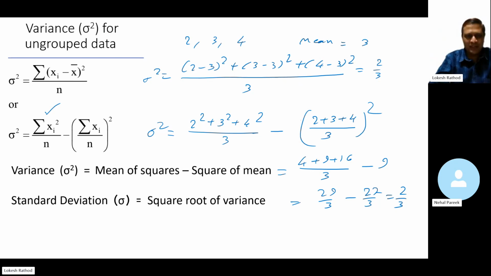Formula of finding variance: sigma square equals sigma (xi minus x bar) whole square over n, or sigma xi square over n minus (sigma xi over n) whole square. You remember, like mean of square minus square of mean. Square root of variance is standard deviation.